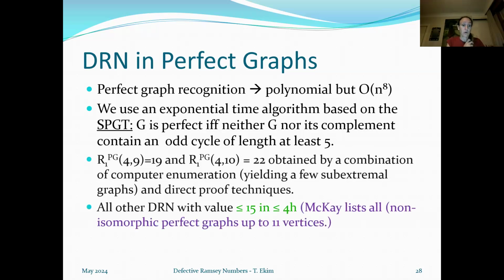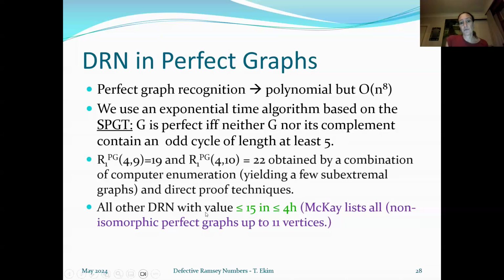Okay, here we could obtain all defective Ramsey numbers in perfect graphs with value at most 15 in less than 4 hours. Note that McKay is known for providing the best enumeration algorithms and best isomorphism checks, which are related to each other. And he gives lists of all non-isomorphic perfect graphs up to only 11 vertices. So it wouldn't be possible to take these 11 vertices and check defective sets inside for every subset.